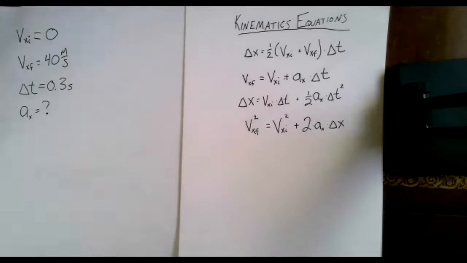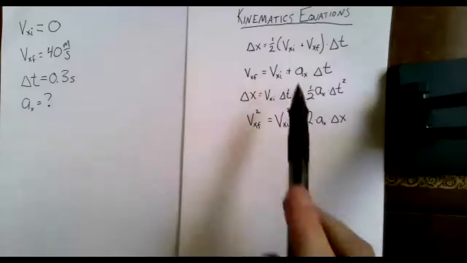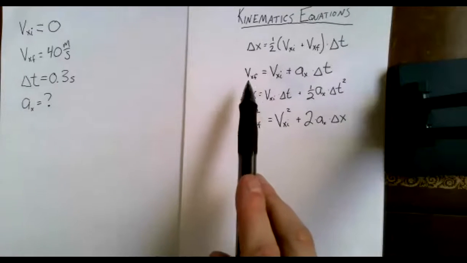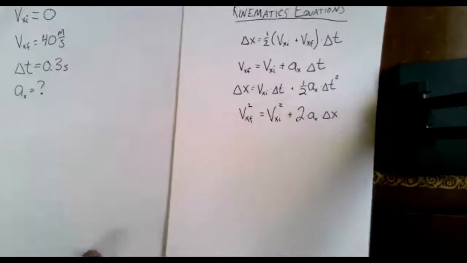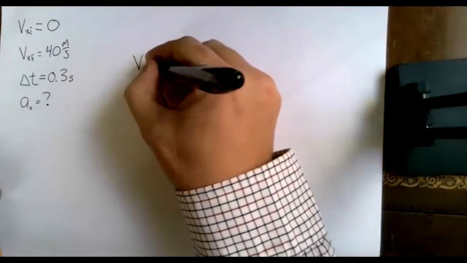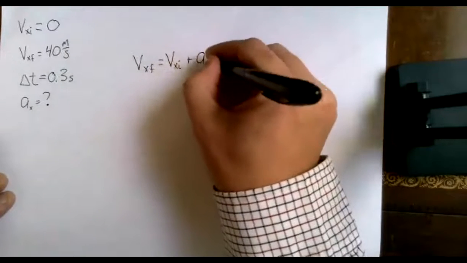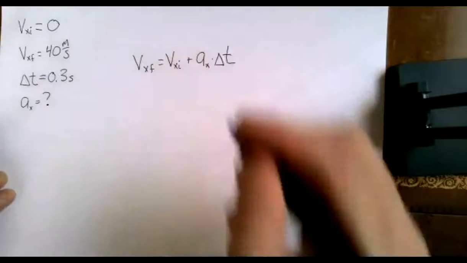Well, only one equation has Vxi, Vxf, delta t, and Ax, right? The second one, yeah. Here's Vxi, Vxf, delta t, and Ax. So the second one is the one to use here. Final velocity equals initial velocity plus acceleration times time.